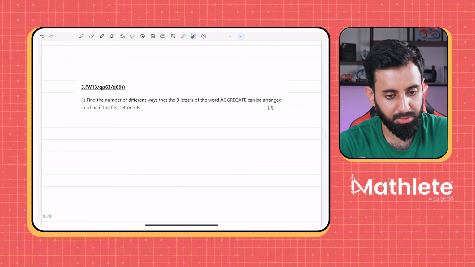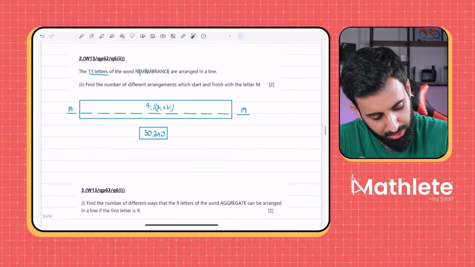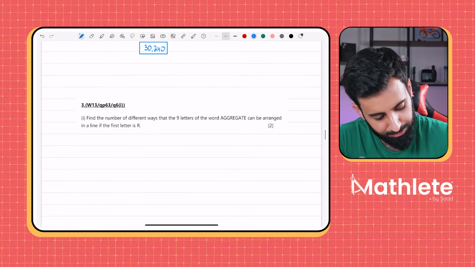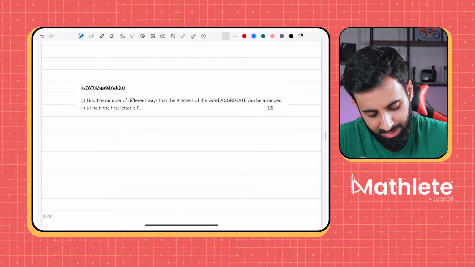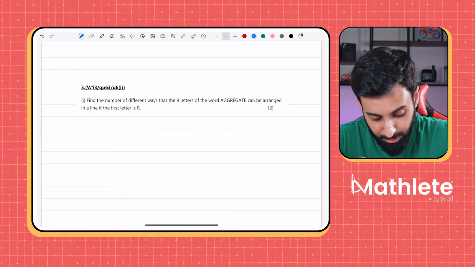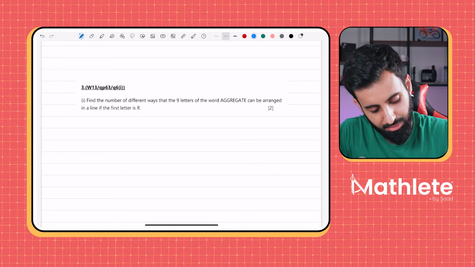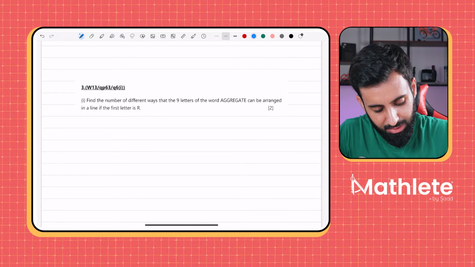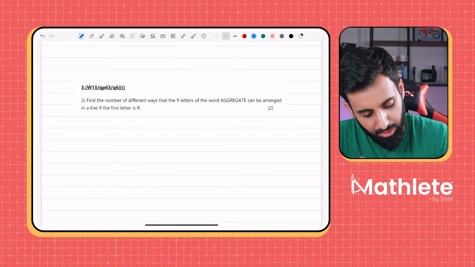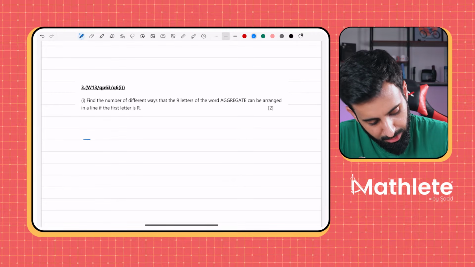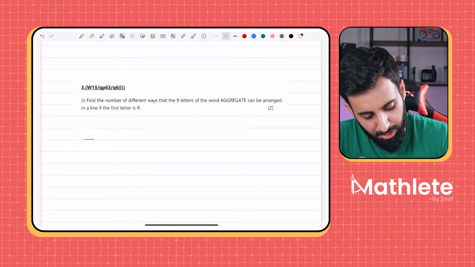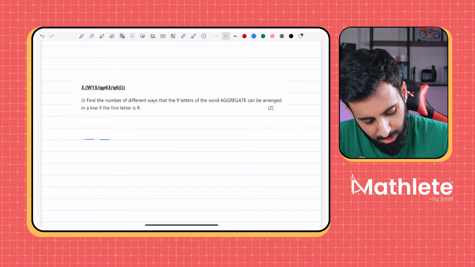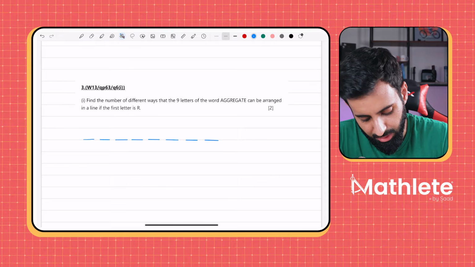So here's another question, also from October-November 2013. Let's see what this says. Find the number of different ways that the 9 letters of the word aggregate can be arranged in a line if the first letter is R. Okay, so how many letters are we talking about? We're talking about 9 letters. So let's start by making 9 blanks. 1, 2, 3, 4, 5, 6, 7, 8, 9.